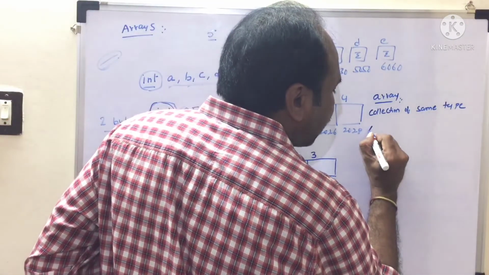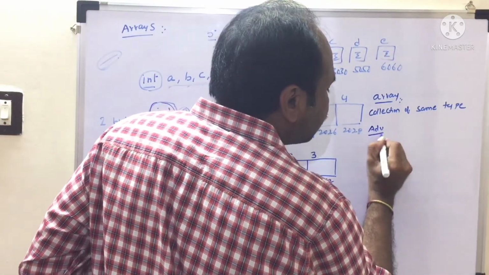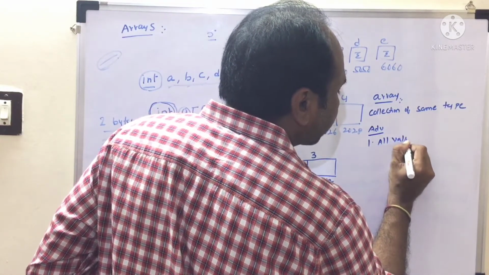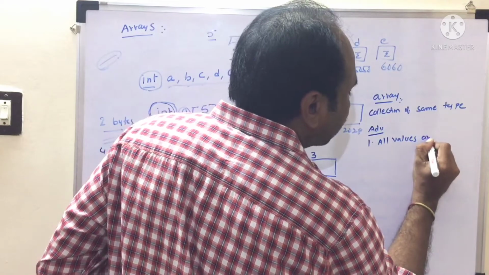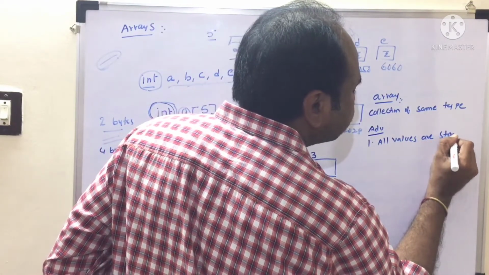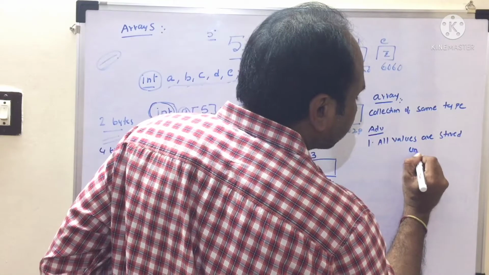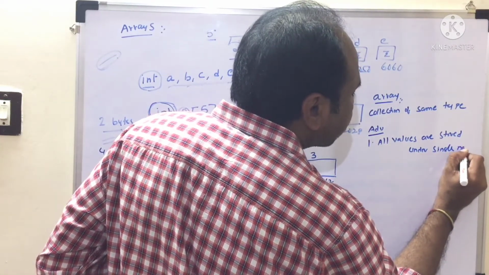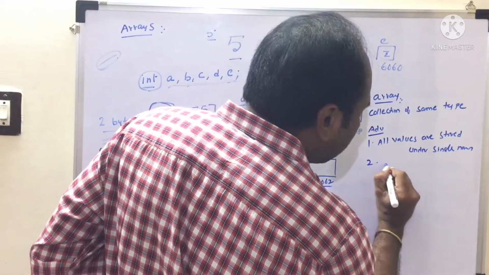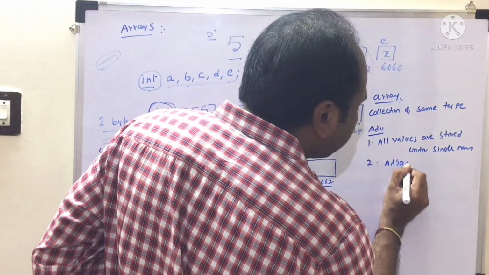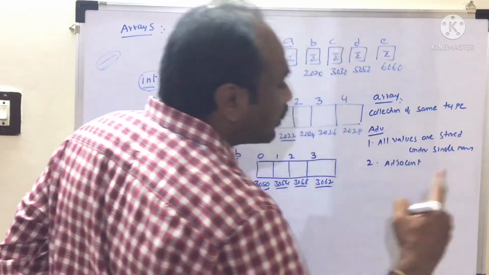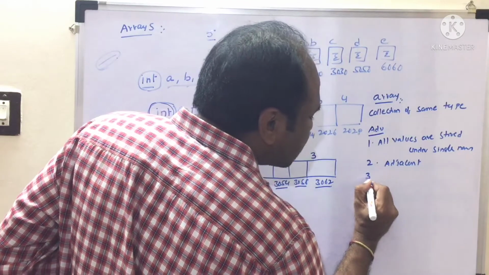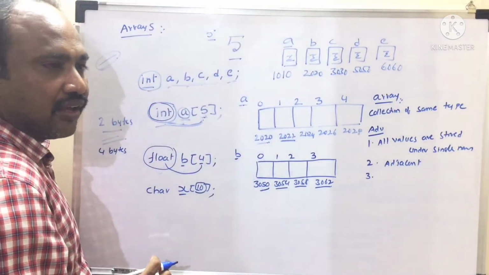What is the advantage of an array? First advantage is all values are stored under a single name. Second one, all values are stored in adjacent memory locations. What is the meaning of adjacent? Side by side memory locations. What is the third advantage? We can access very fast.